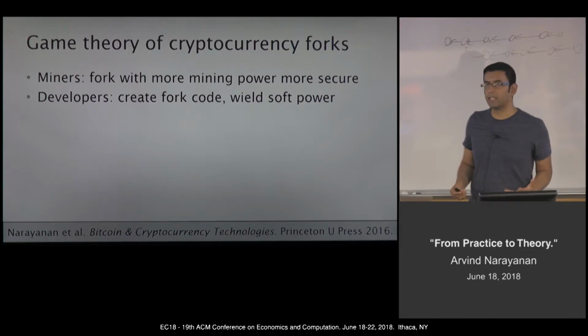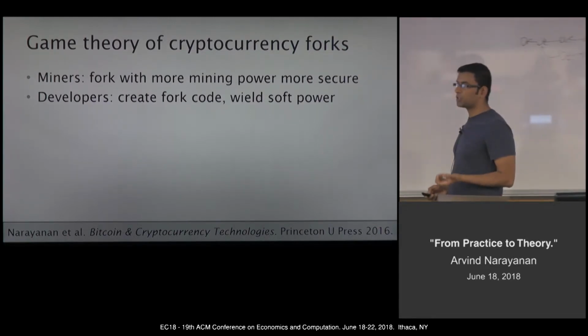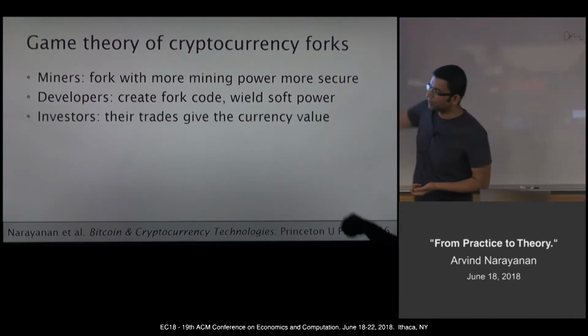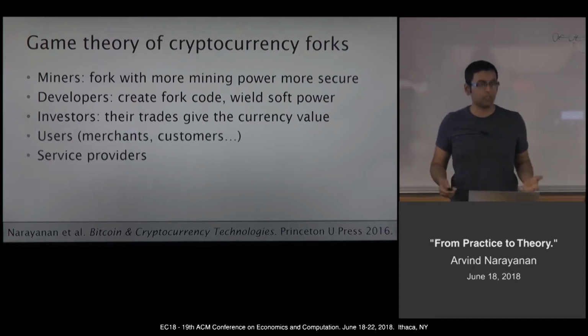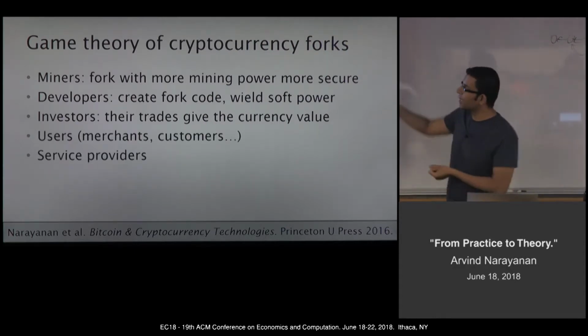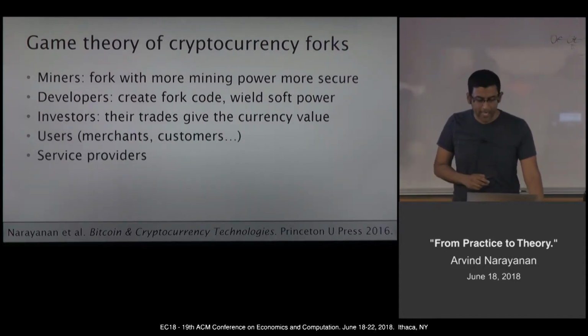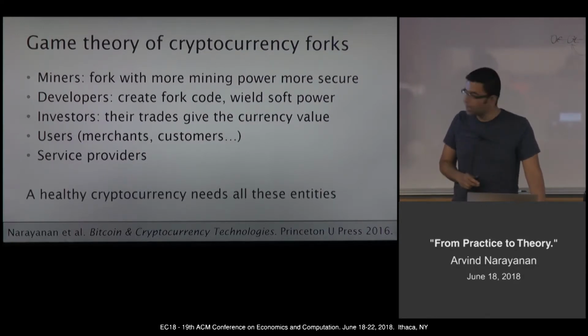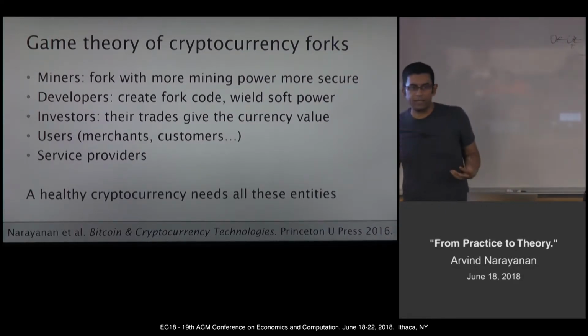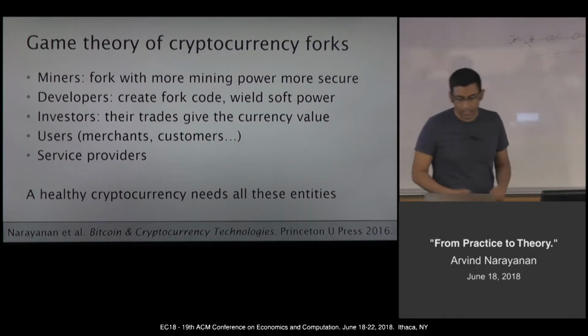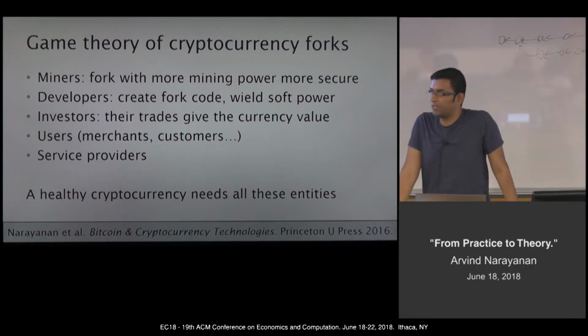And we're not modeling that very much. The reason that that's tricky to model is that we have to look at the actions of a number of different types of stakeholders in the system, not just the miners. And that becomes a very tricky thing to do. But it is important to model them, I think, because a healthy cryptocurrency does need all of these types of entities.